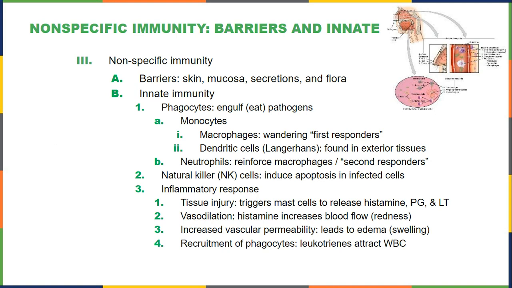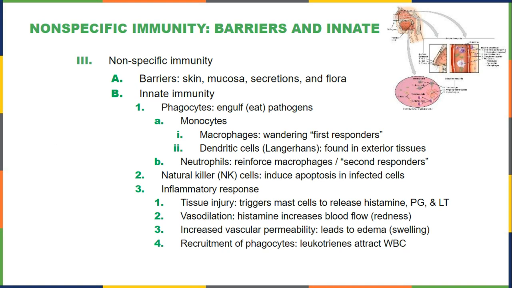Basically, these are found in the skin. They're also found in some other places like the mucosa, basically exterior parts of your body where you would be exposed to pathogens. Their job is to detect those pathogens and kill them off, and also get your immune system ready to fight them.